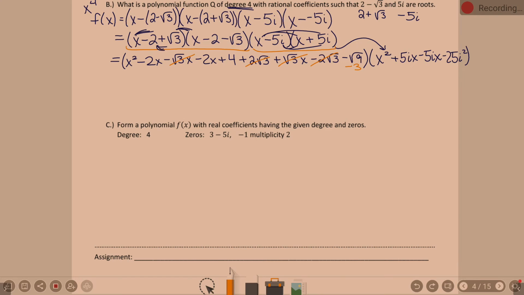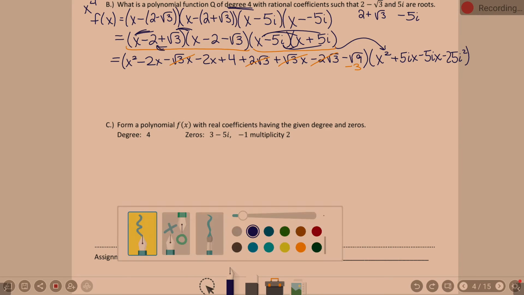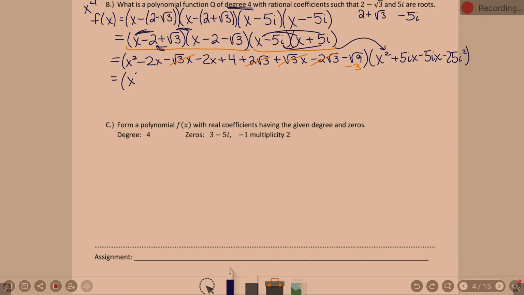Okay, let's clean that up, see what I have. I've got an x squared out front. Minus 2x and minus 2x is going to be minus 4x. And plus 4 goes with minus 3. 4 minus 3 is plus 1. Still amazes me when that cleans up so nicely.